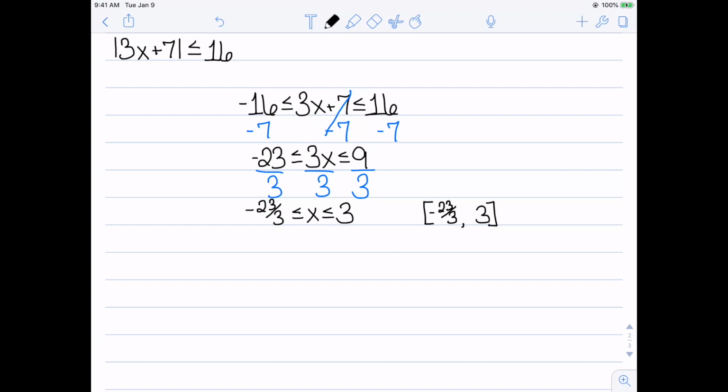We can represent this in interval notation with -23 over 3, 3 in square brackets since we're including these points. And I can graph it. Here's my number line. I'm going to use closed dots since I include these points. And then shade in the middle.